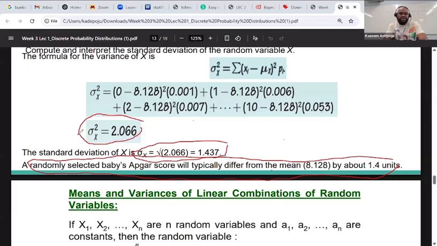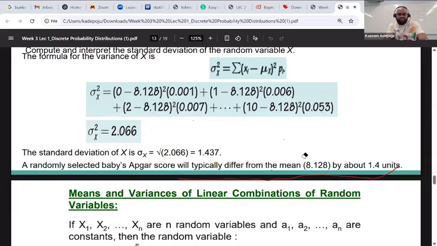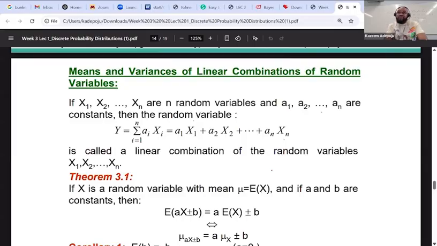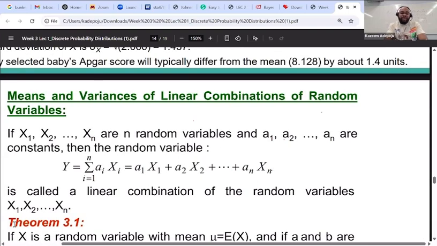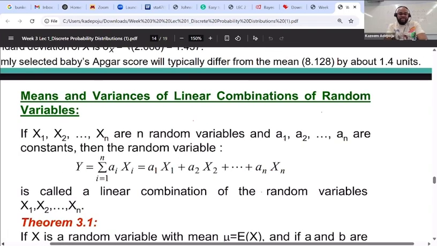I want to talk about linear combination. I want to go into linear combination. I need you to pay attention. Now, let me tell you this. If x1, x2 up to xn, each of them are random variables, and they have constants a1, a2 up to an, and I want to combine them, this is what we call a linear combination.